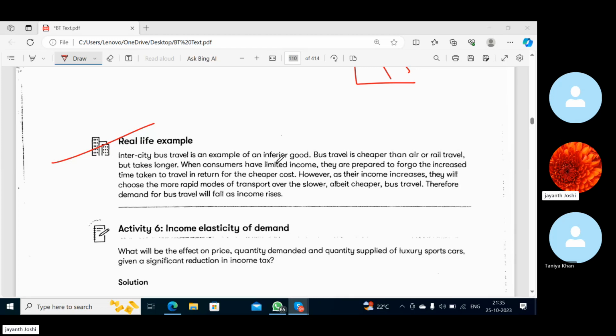What is this example saying? That bus travel is cheaper than air or rail travel, but it still takes longer. Yes, if the income is increasing, they don't go for the bus, right?